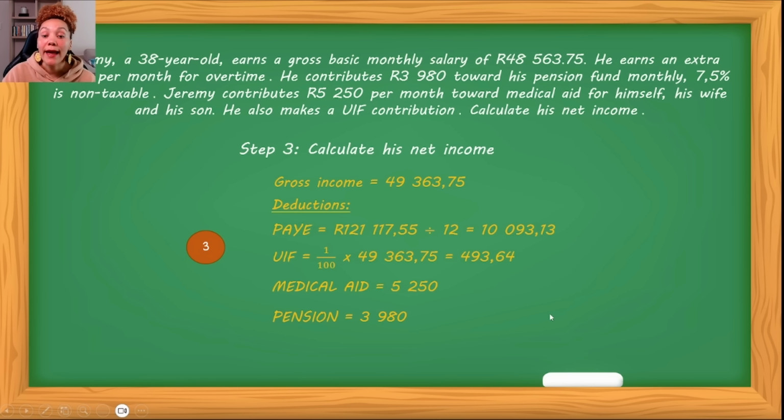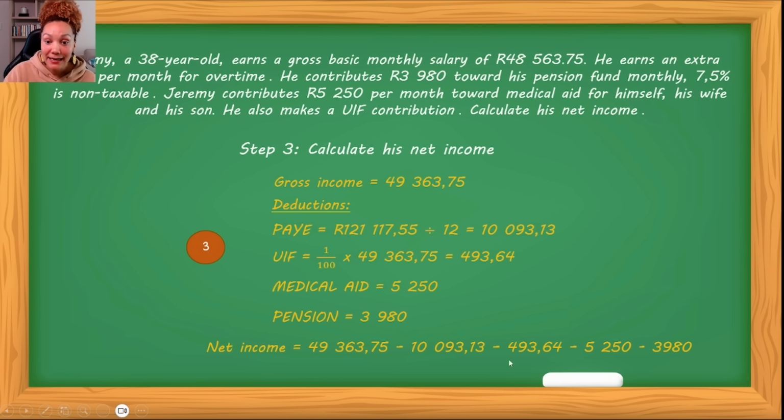So in order now to calculate his take-home, his net income, we would take his gross income minus his tax, minus his UIF, minus his medical aid, minus his pension, and obviously whatever other information they give you in the question. In this case, there was nothing else. This is all that they included. And that means that his take-home salary per month, which is the amount he actually gets paid into his account, will be 29,546.98.